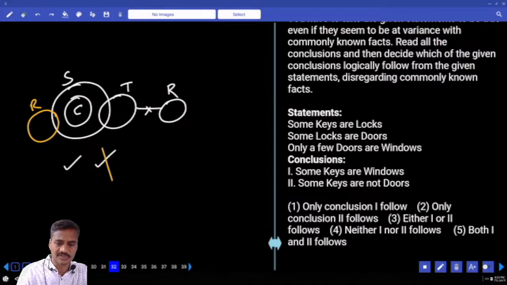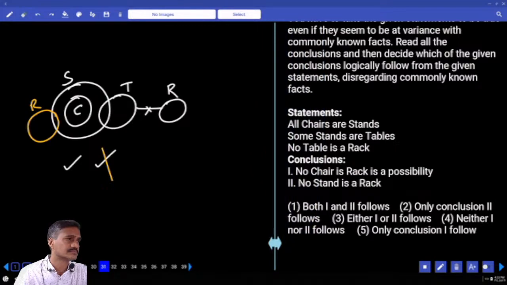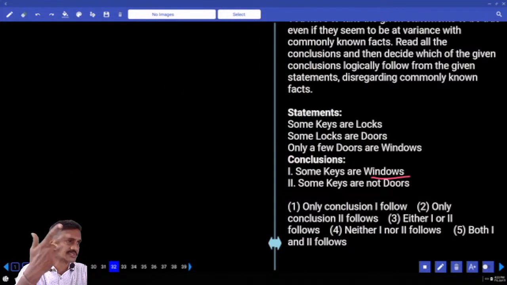Then the first one, possibility. It's a possibility. And in the case of possibility, you should not bother about whether it's negative or not, isn't it? The next one. Some keys are lost.